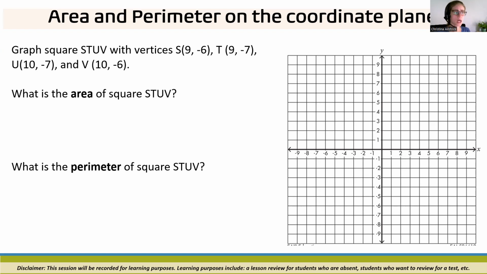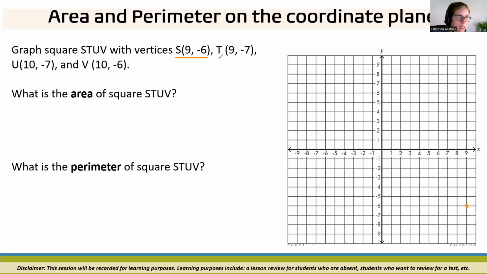So we're being asked to graph the square STUV and find both the area and the perimeter. So the first thing we need to do is graph those points so that way we can have a visual and we can actually see what our square looks like, and then we'll be able to calculate it. So our first point here is S, which is located at 9, -6.